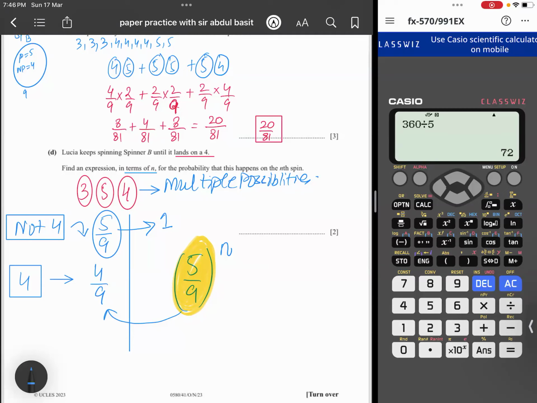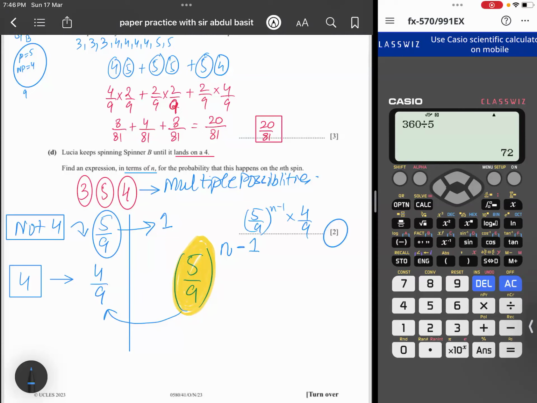Now, if I know that it is my n spin, 1 spin. So beta, 5 by 9 power 1 is not 1. Yes or no? Yes, sir. But if I subtract 1 from it, I will get 5 by 9 power 1 minus 1 equals 0. So 5 by 9 power 0 would be equals to 1. And 1 multiplied by 4 by 9 would be 4 by 9. And we'll get 4 by 9 already. Yes or no? Yes, sir. So that is my answer for n spin. So 5 by 9 power n minus 1 multiplied by 4 by 9. So that would be the answer.